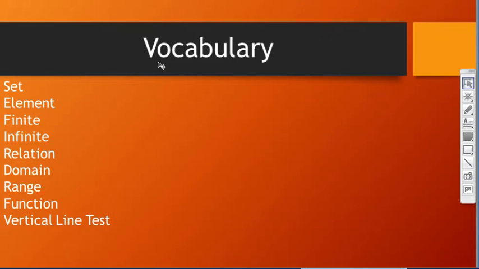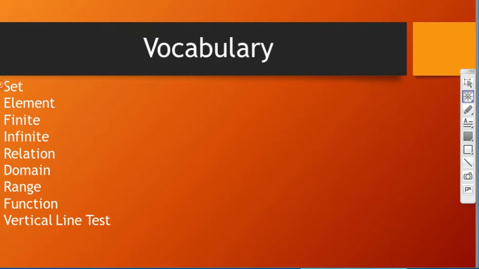Like I said, this lesson does have a lot of vocabulary words associated with it. The very first thing I want you to do, if you don't have your note guide, is push pause on your video and write down all of these words. We are going to be working on defining these words in today's lesson. We probably won't get to the vertical line test. This lesson is probably going to take us 2 days, so we'll do part 1 today and part 2 tomorrow.